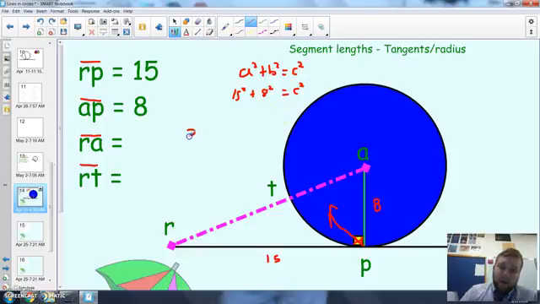15 squared, everybody knows, is 225. 8 squared, everybody knows, is 64. And then I know that equals c squared. Alright. Everybody with me? Everybody following this Pythagoras theorem?